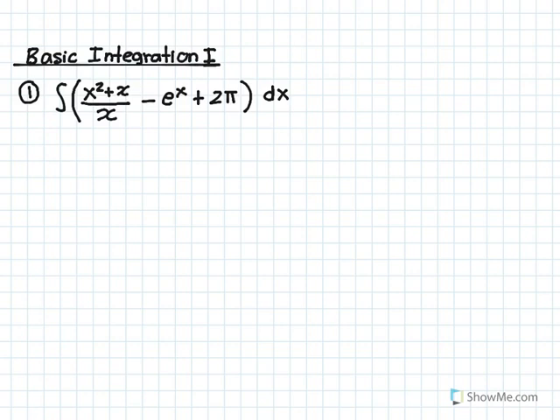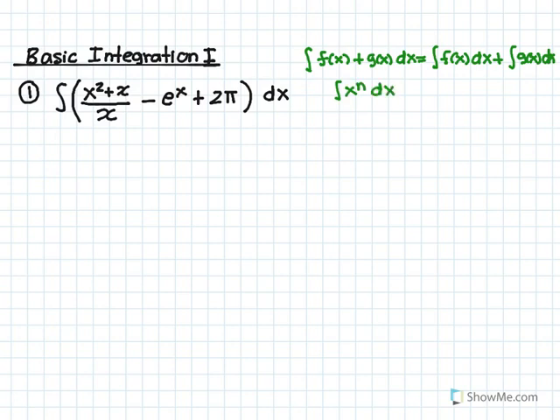If you have the integral of a sum, integral f of x plus g of x dx, the integral of a sum is the sum of the integrals: integral f of x dx plus integral g of x dx. Reversing the power rule, integral x to the n dx: add 1 to the power and divide by the same number, x to the n plus 1, divided by n plus 1, plus c.